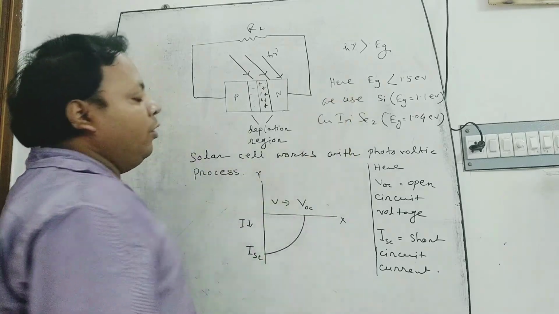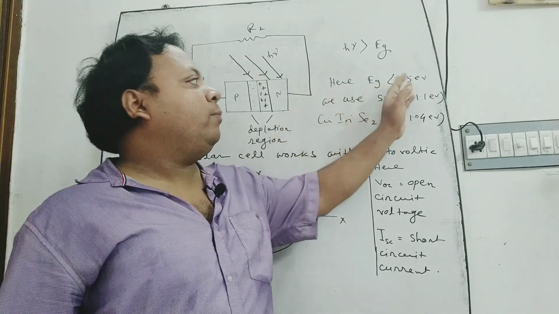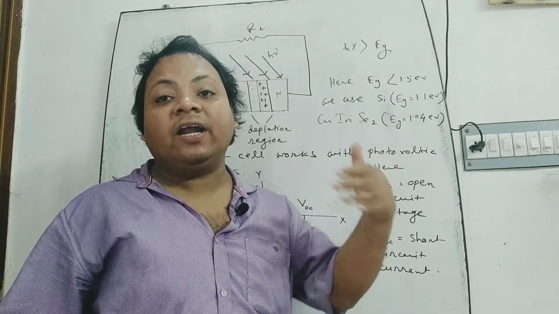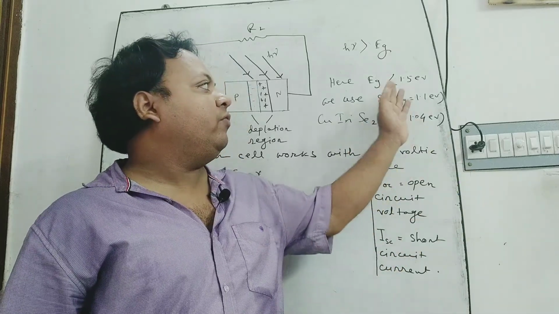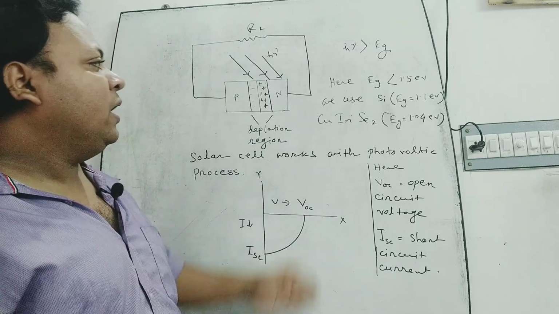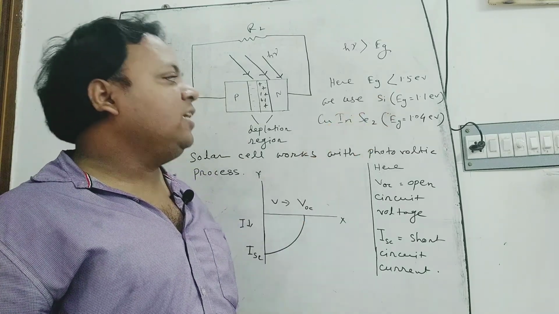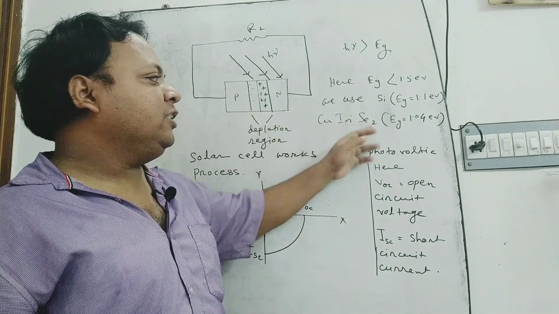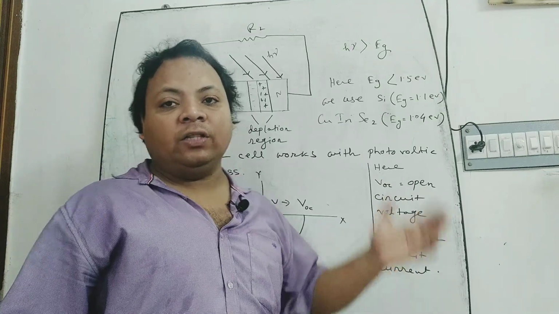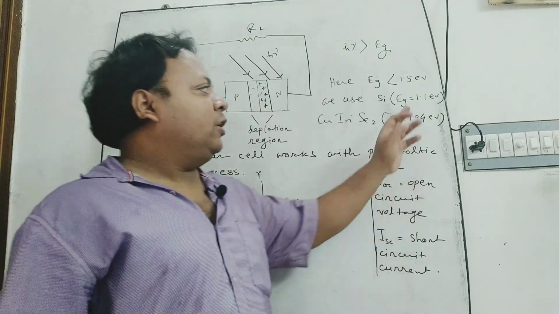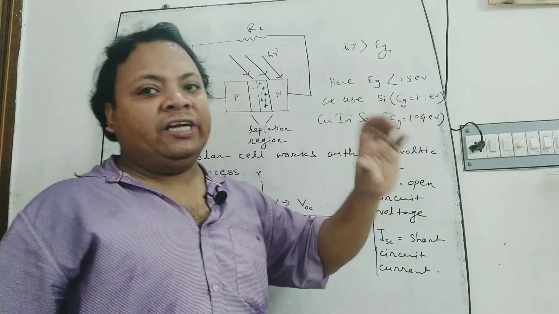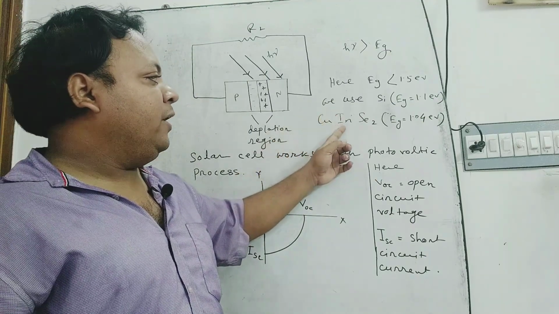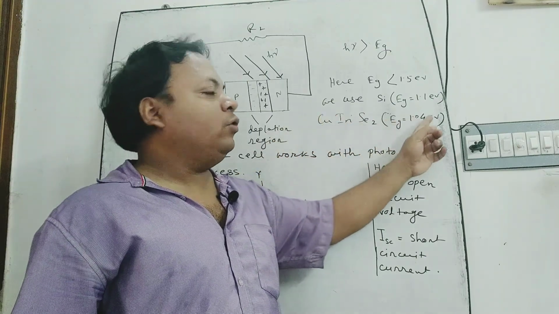Here the value of Eg must be less than 1.5 electron volt. That is, the energy gap between the valence band and the conduction band must be less than 1.5 electron volt. That's why we can use silicon or CuInSe2 for the solar cell. Eg, or the energy gap, for silicon is 1.1 electron volt, and for CuInSe2 it is 1.04 electron volt.